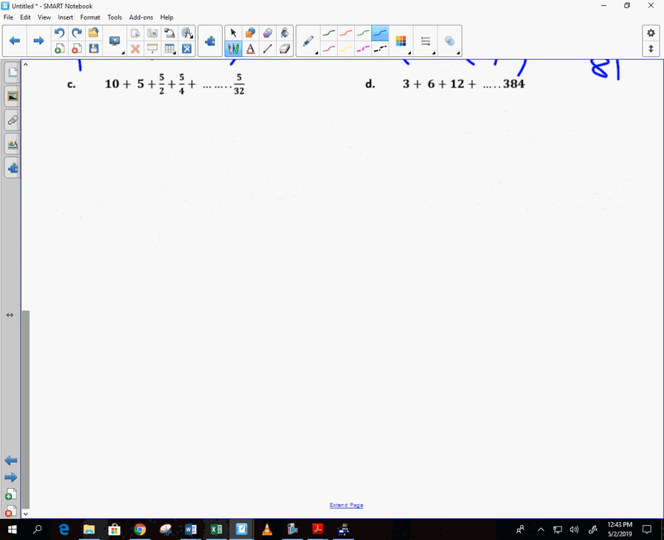All right. Letter C. This one's tough. I have the sum of n terms. This time, we don't know what n is. We don't know how many terms there are. But I do know that I'm not multiplying by 10, but rather by 1/2, right? So I have 10 times 1 minus 1/2 raised to the n power.